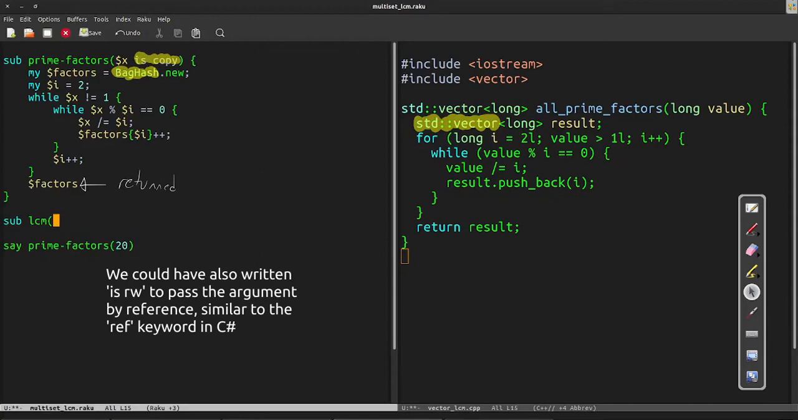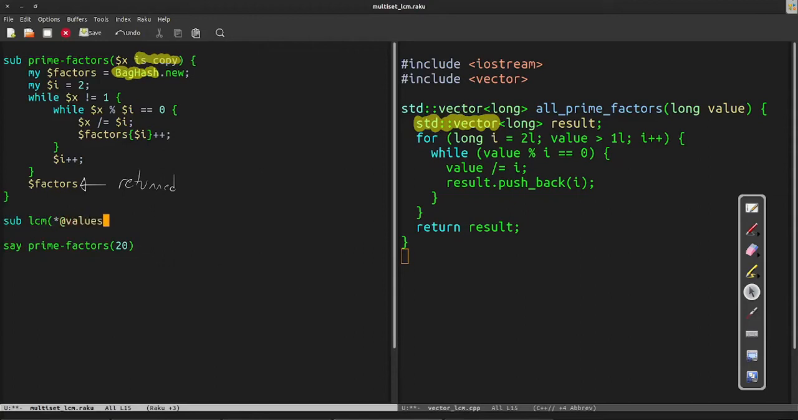Now for our LCM. Our LCM function takes a variable number of arguments. The star indicates that it's a variable number of arguments, similar to Python. The variable we're storing these arguments in is called @values. The @ sign is part of the variable name and indicates the variable stores a list-like object.